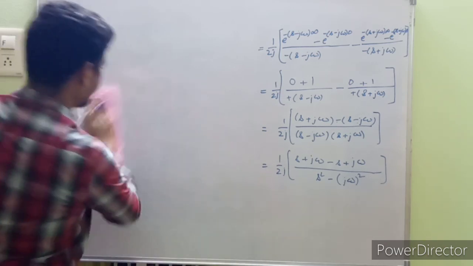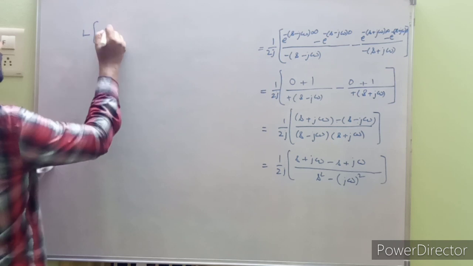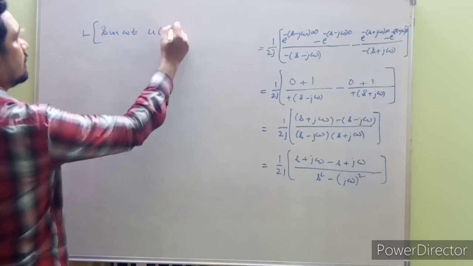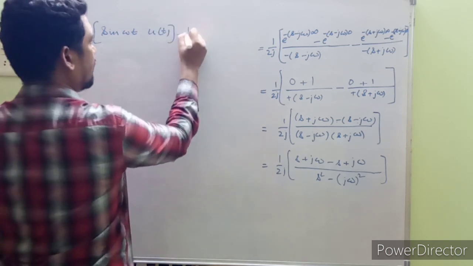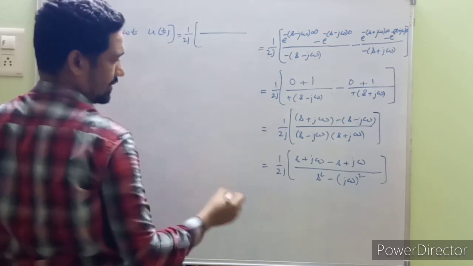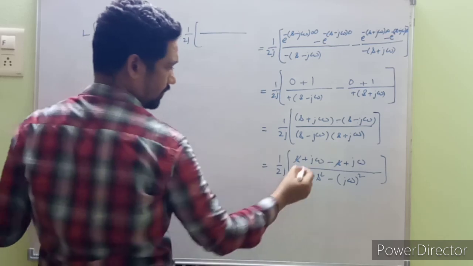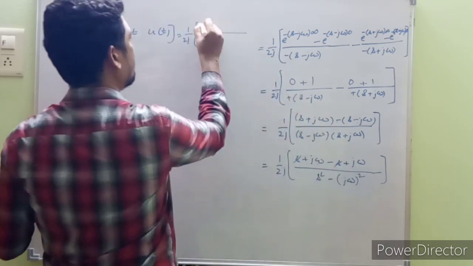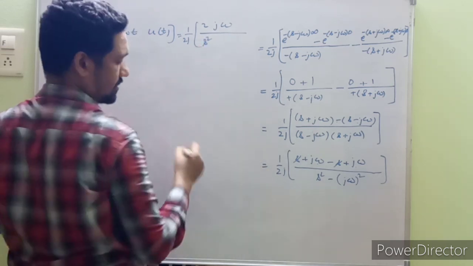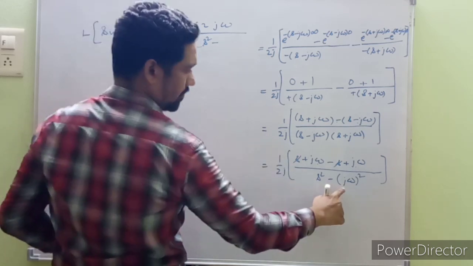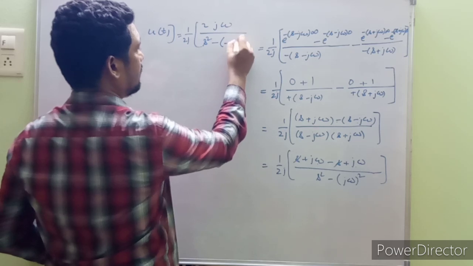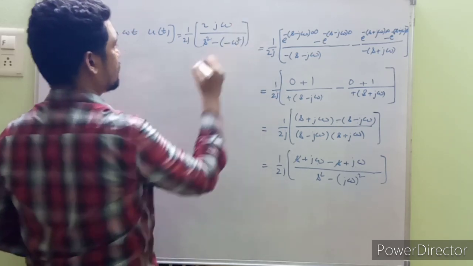So what we have is the Laplace transform of sine omega t u of t will be equal to 1 upon 2j as it is. So what will we be left with? Minus s gets cancelled, plus j omega, that will be twice of j omega, and s square as it is, negative also as it is, and because of this j square, that will be minus 1 over there, so that will be minus omega square. So this is what we have.